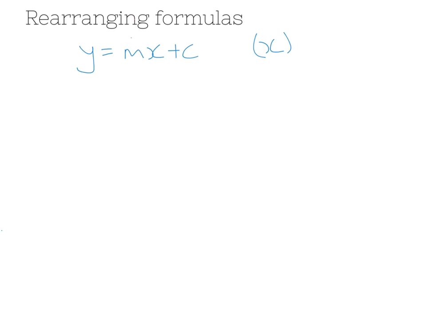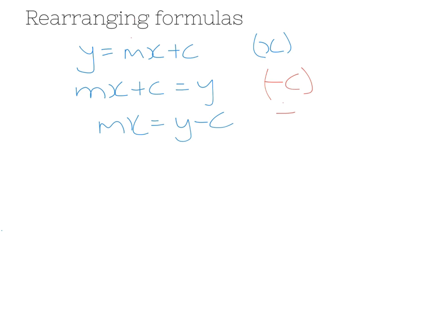Y equals mx plus c. We need to put it in the form x equals. We note that x is on the right hand side, so we rewrite the equation by swapping the sides. So we have mx plus c equals y. We now subtract c from both sides. That gives us mx equals y minus c. To get rid of the m, we need to divide both sides by m. So now we have x equals y minus c on m.